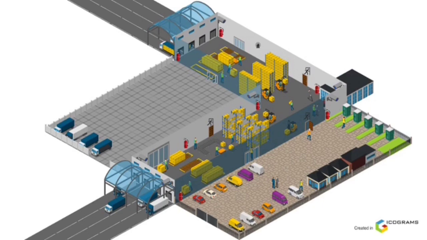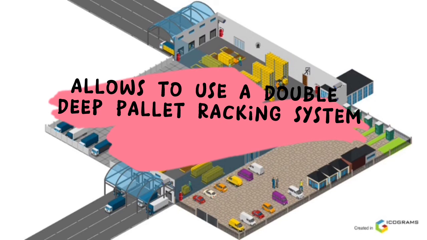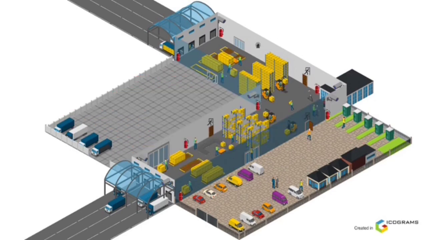Next, a reach truck forklift allows you to use a double deep pallet racking system. One of the specialized warehouse racking systems you can choose is the double deep pallet racking system. This system stores two or even four pallets together instead of just one, essentially doubling your storage space. The challenge with this system, however, is getting the pallets out after you place them on the shelf.